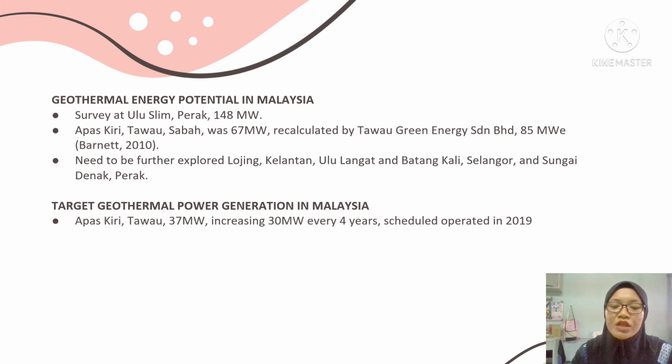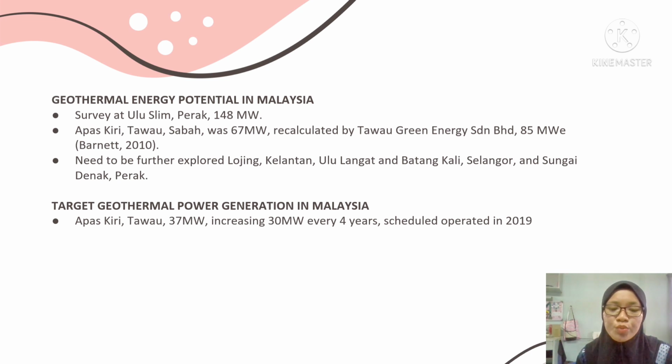There are two potential geothermal energy sites in Malaysia, based on a survey at Ulu Slim, Perak conducted from January 2014 to April 2016. The estimated resource potential is 148 megawatt. In Apas Kiri, Tawau, Sabah it was 67 megawatt but recalculated by Tawau Green Energy Sdn Bhd to be 85 megawatt. This statement is based on Barnett 2010.